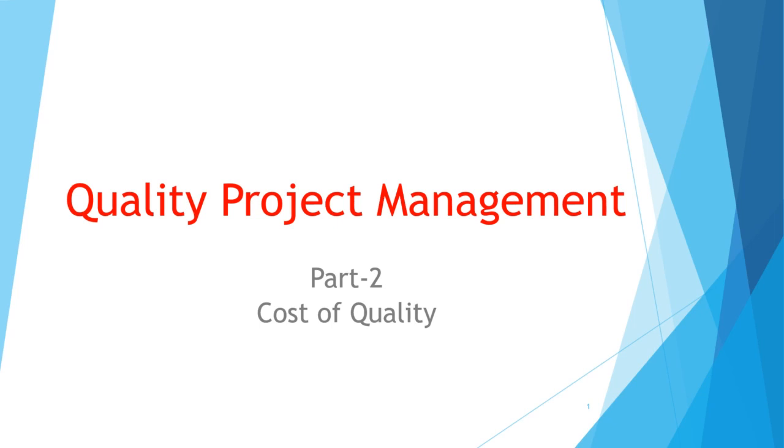It was first introduced by Armand V. Feigenbaum in 1956 in a Harvard Business Review article. If you have such information, it allows the organization to determine the potential savings to be gained by implementing process improvements. So what is the cost of poor quality? In other words, we call it COPQ.